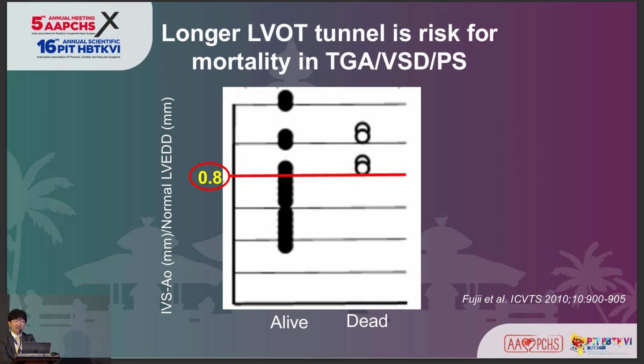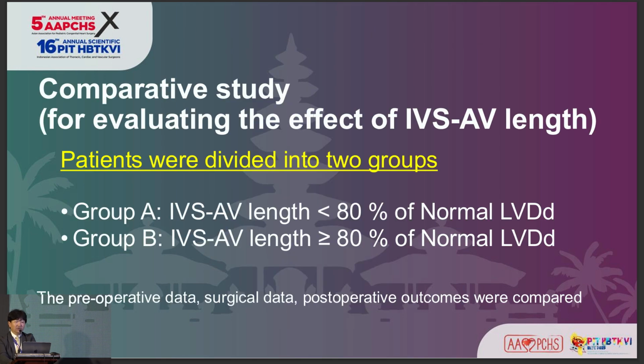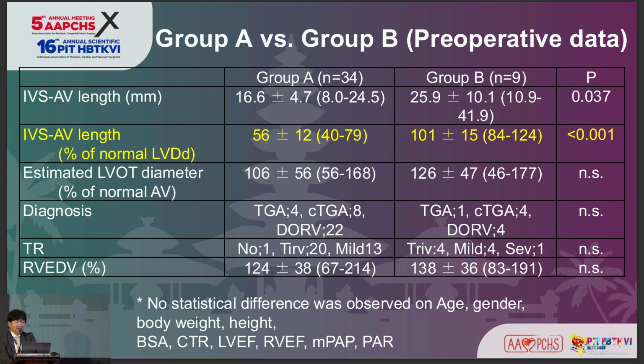With this one, mortality is lowish, and when the distance from the aorta to the VSD or IVS length is more than 0.8, that is the risk factor. Then in the comparative study, there are patient group A and group B. The long distance is group B, and the short distance is group A. So what is different about that?